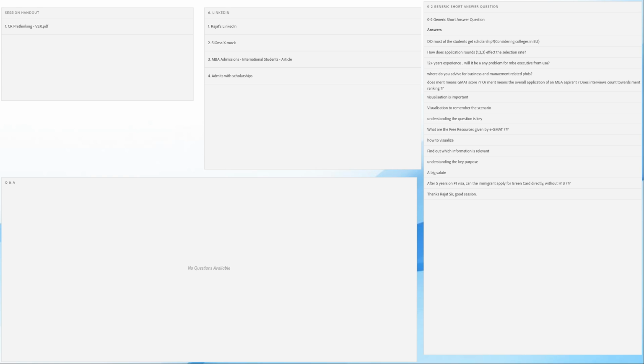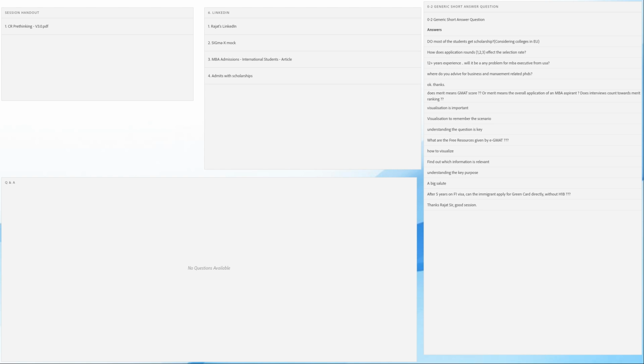After 5 years on an F1 visa, can the immigrant apply for a green card directly without H1B? First of all, if you're going for an MBA, you're not going to be 5 years on an F1 visa. You're going to be 2 years, and then you're going to have the OPT. Number two, if you're going for an MBA, then without the H1B, you cannot apply for a green card. That's not going to happen. The only scenario is if you have a postdoc right now and then you get an MBA, then under, I think, the EB1 quota, you can do that.